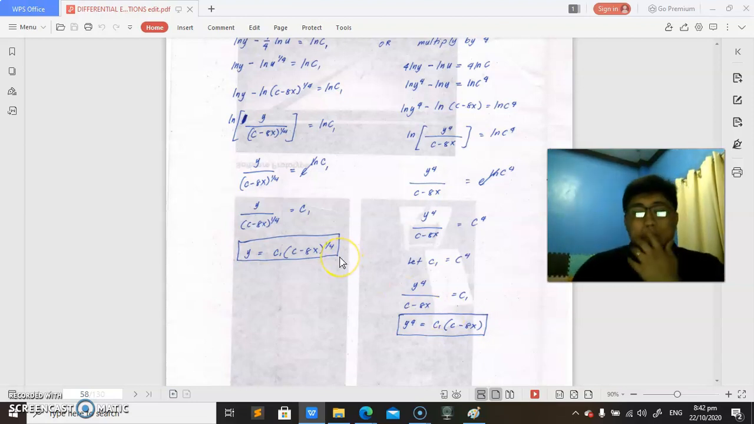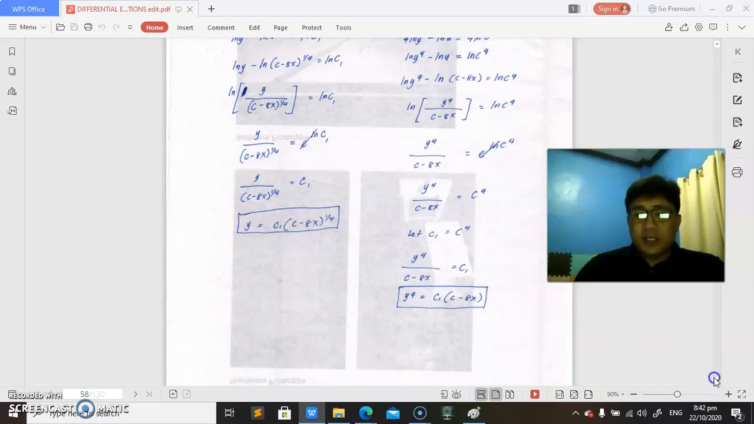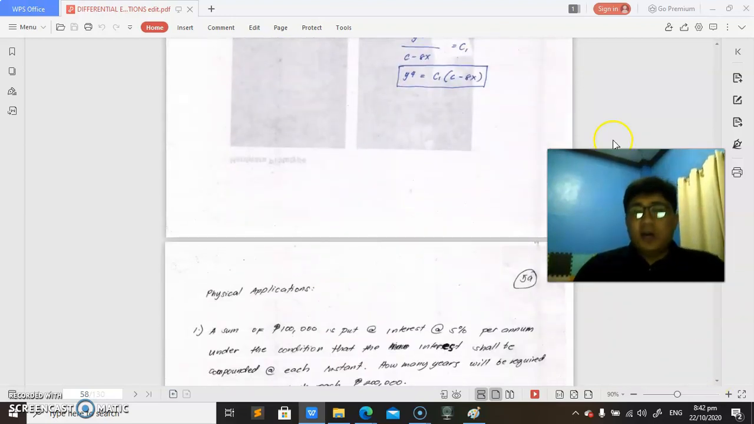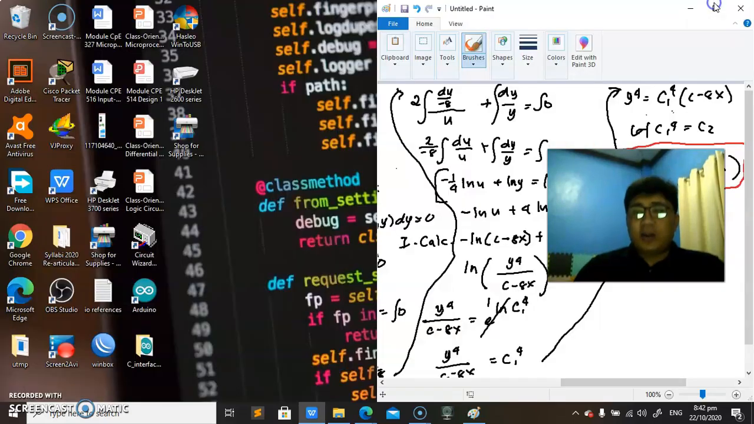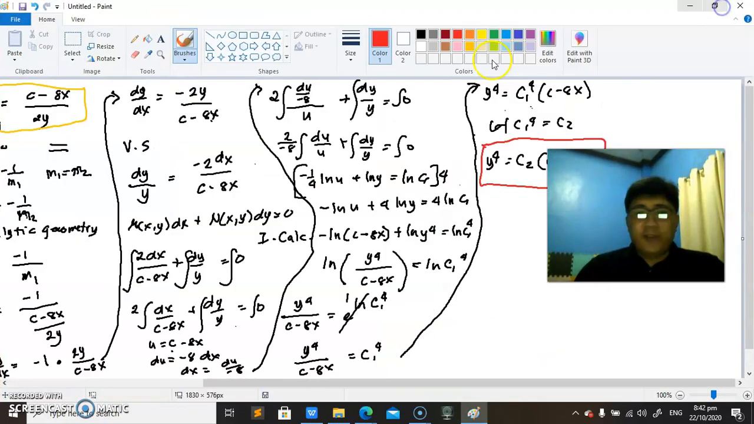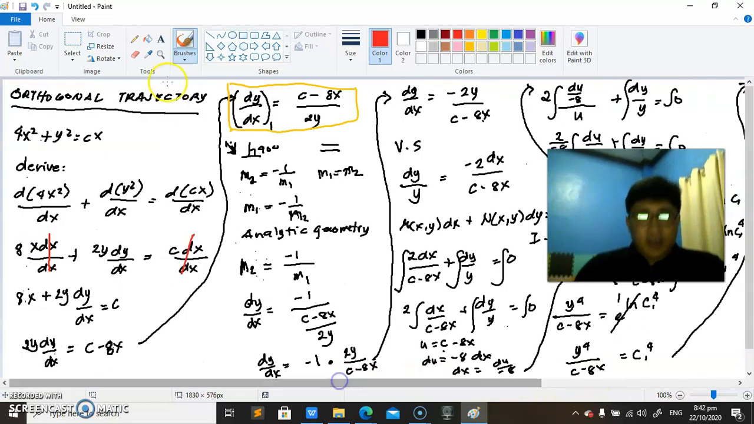So that is simply the isogonal or orthogonal trajectory. The only difference between them is the equation that you will be using. But the process is the same.